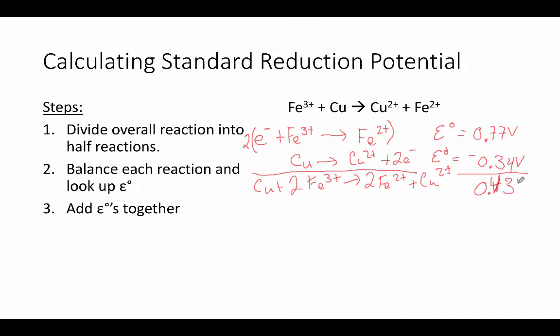So we end up getting 0.43 volts. Now, one thing to note is that unlike Hess's law, when you multiply by a coefficient, it does not affect the voltage. So if you flip a reaction, you do reverse the sign, but you do not multiply. If you need to multiply a reaction by a coefficient, you do not multiply the voltage by that coefficient. So my E naught for this reaction is my 0.43 volts.